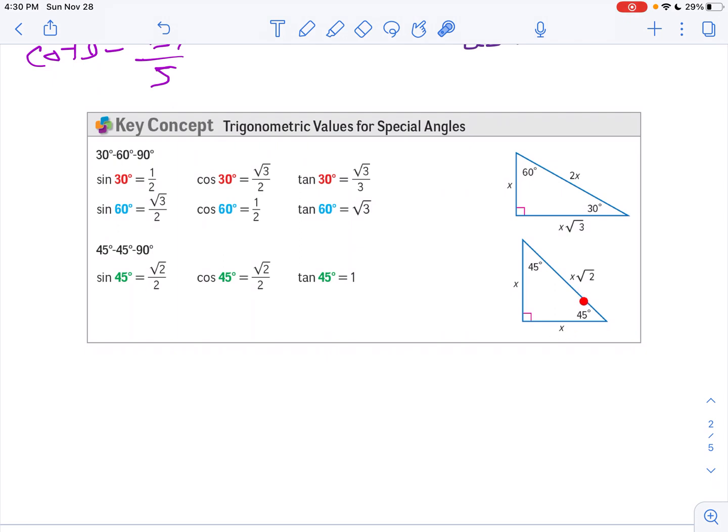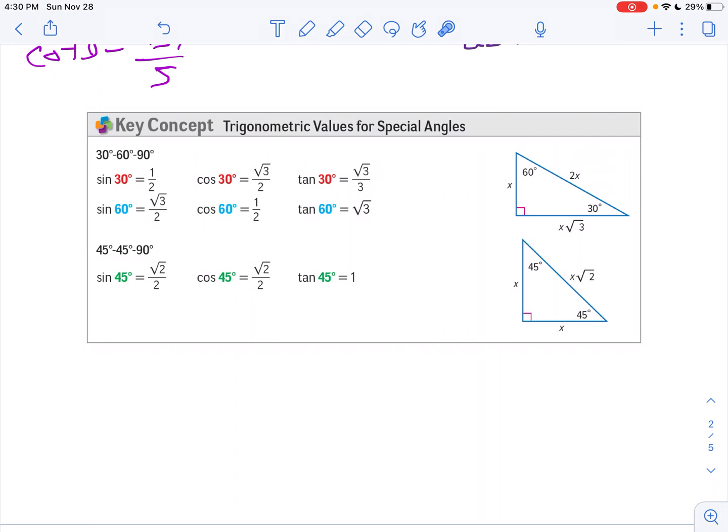So the hypotenuse is the square root of 2 times the side. Yes, at some point you're going to have to memorize these. But for right now, we're just going to use our chart. We're going to say the sine of 30 is 1 over 2 because it's x over 2x. The cosine of 30 is the square root of 3 over 2. And the tangent of 30 is the square root of 3 over 3.